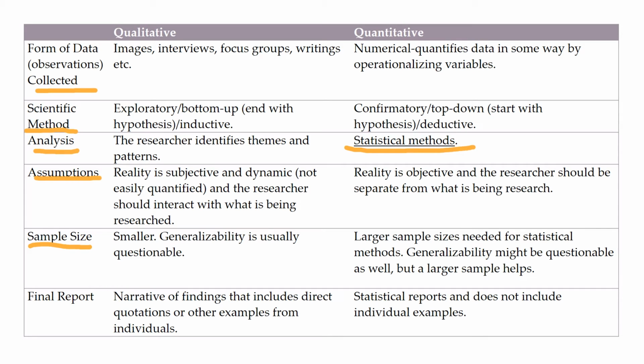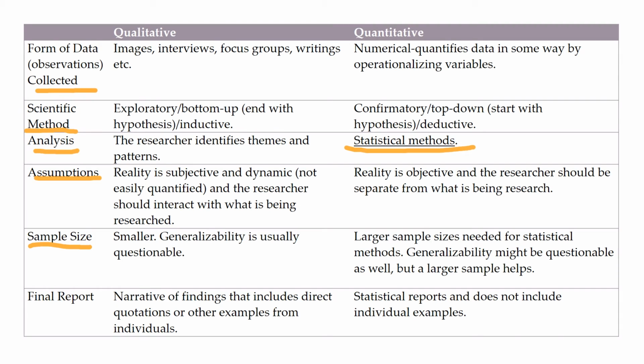Now let's go over sample size. Generally speaking, the sample size is smaller in a qualitative study than in a quantitative study. This is because in a quantitative study, the data is more easily attainable. It's quicker and faster to get quantitative data over qualitative data, generally speaking. And so we'll have more data. And this makes the results of a quantitative design usually more generalizable.